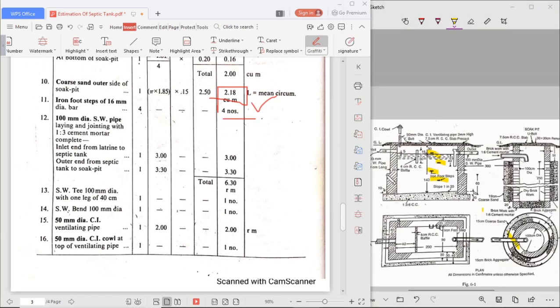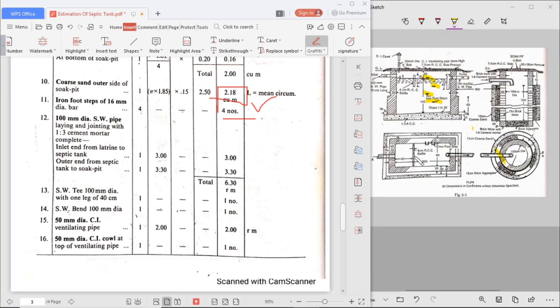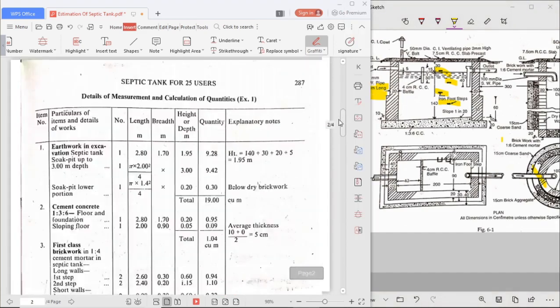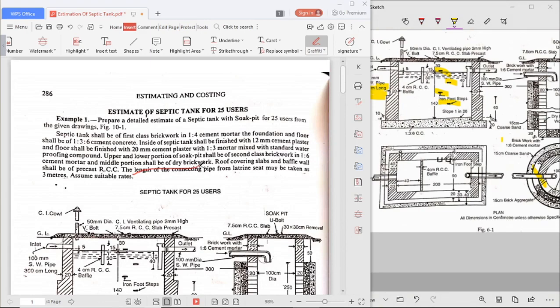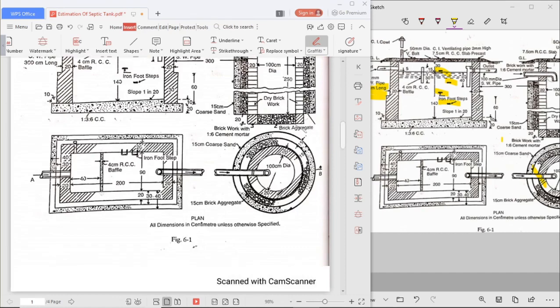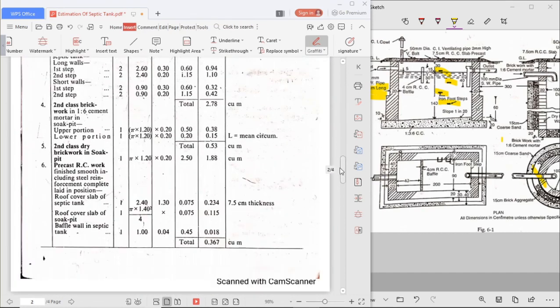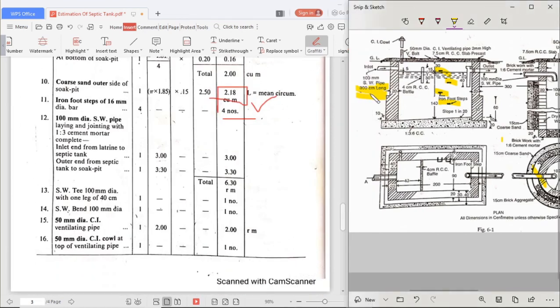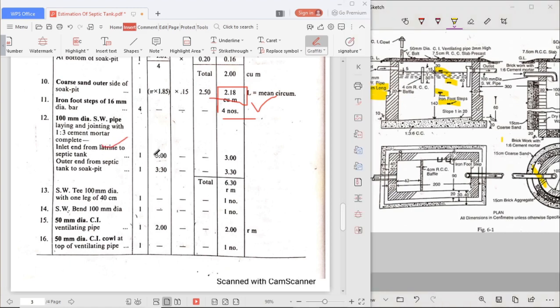Then we have 100 mm SW pipe, 300 centimeter long. This is given in the question also in the first line. You can see here, the length of the connecting pipe from latrine seat may be taken as 3 meters. Okay, same SW pipe. So inlet from latrine to septic tank it is 3 meter. It is given. So 3.